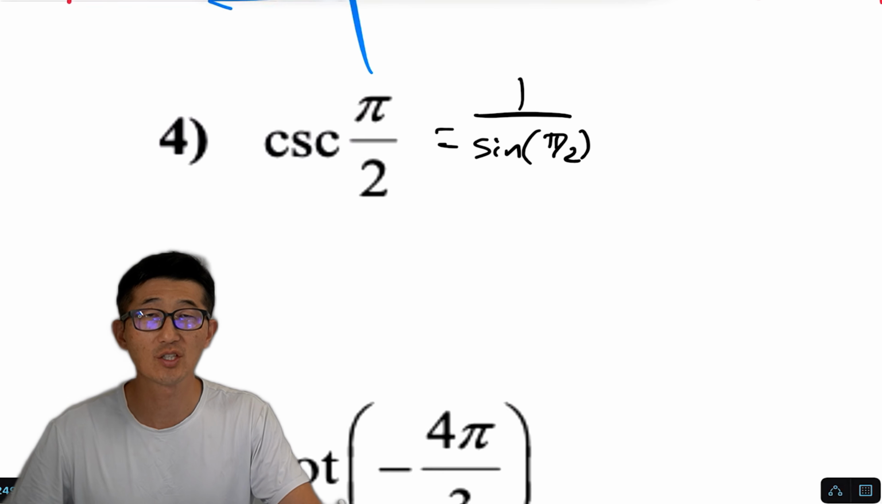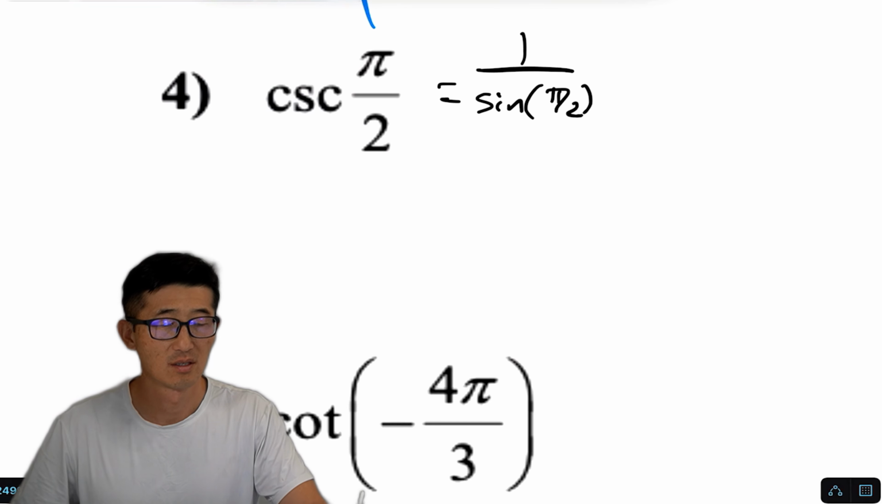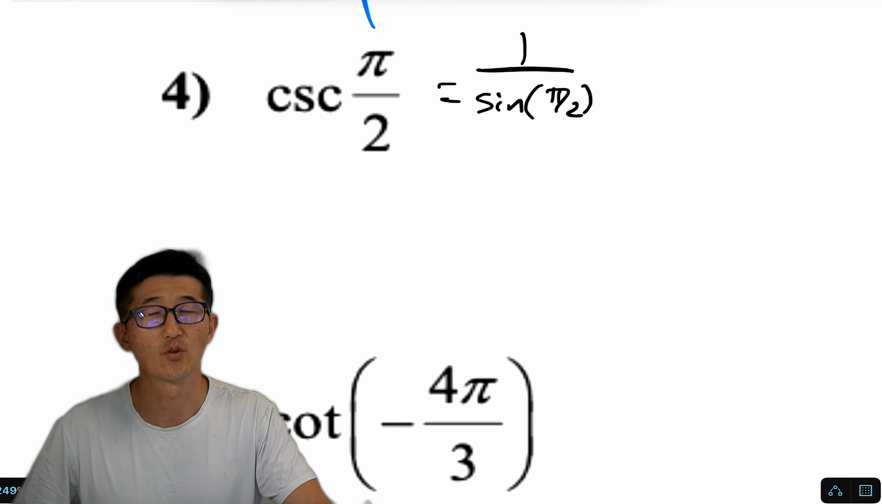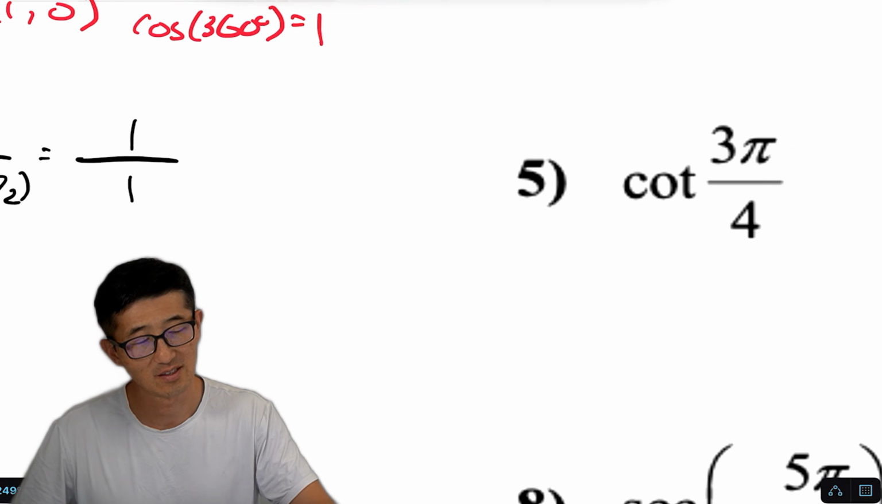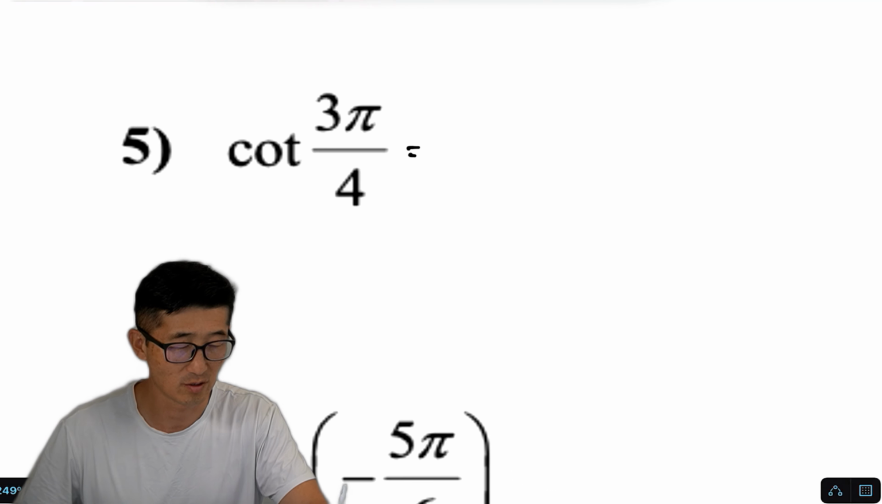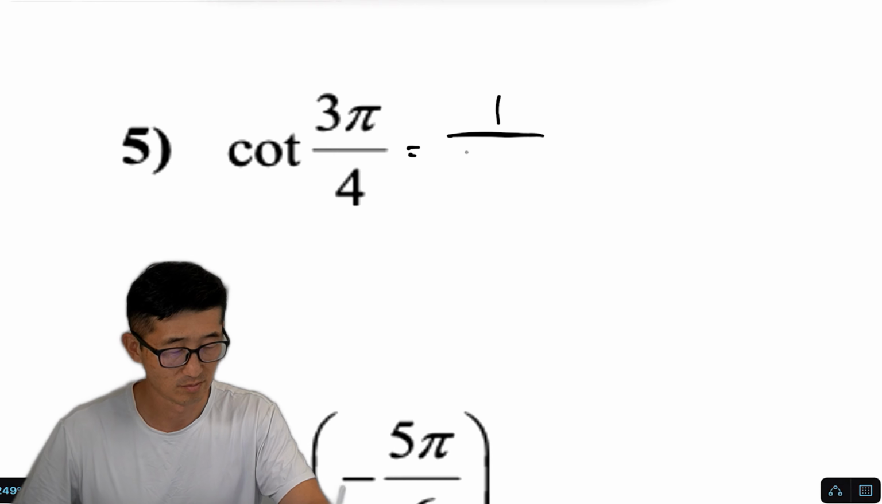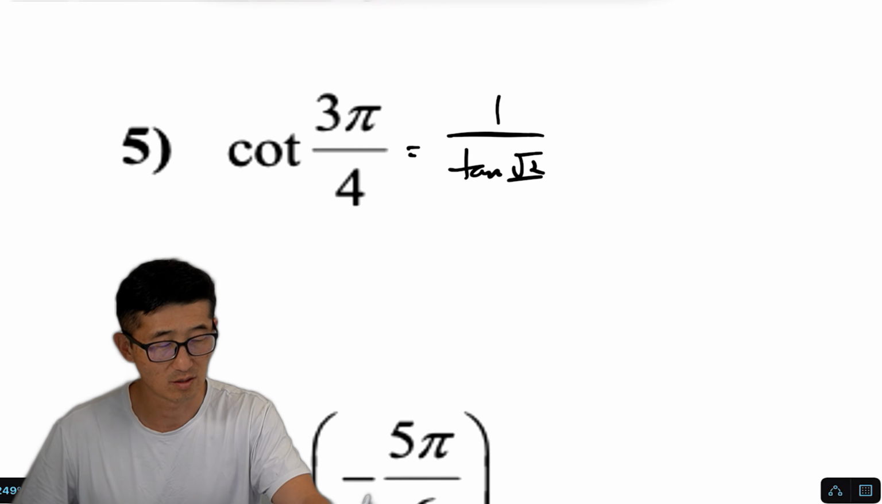Wait, which number are you guys doing? 4, 5, and 6. Wait, just do 4. What's 4? 1. Okay. What's cotangent 3 pi over 4? Working on it. -1.